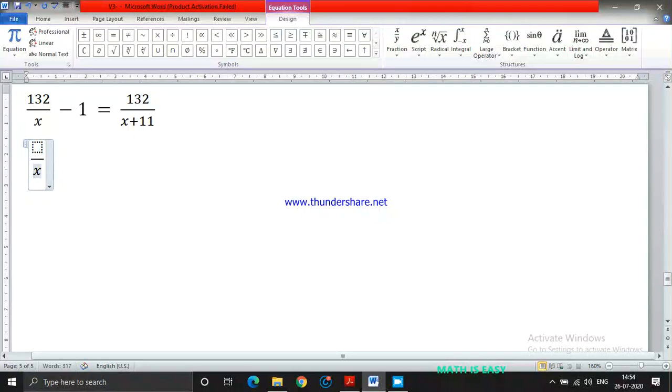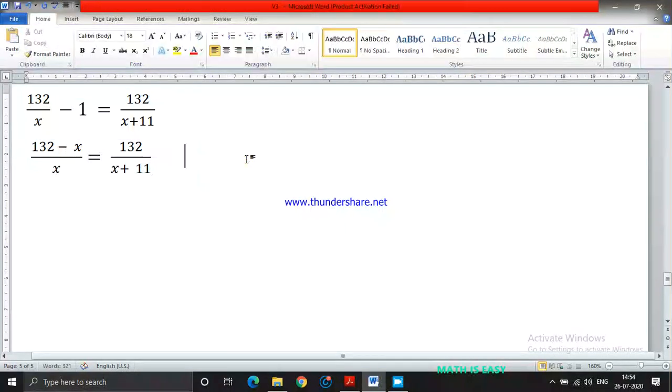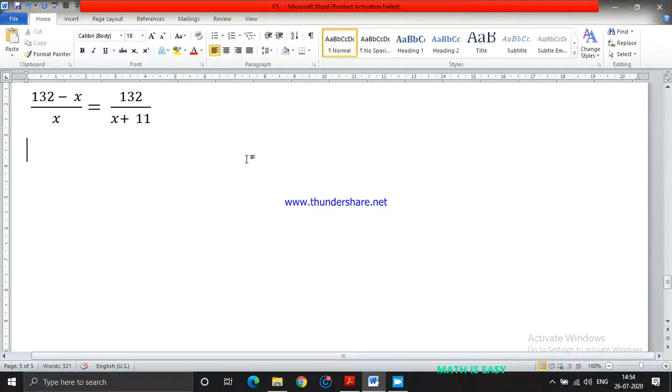So in LHS I'll take the LCM. So x is the LCM. You'll get 132 minus x is equal to 132 upon x plus 11. If I do the cross multiplication here, you will get 132 minus x multiplied with x plus 11 is equal to 132x.